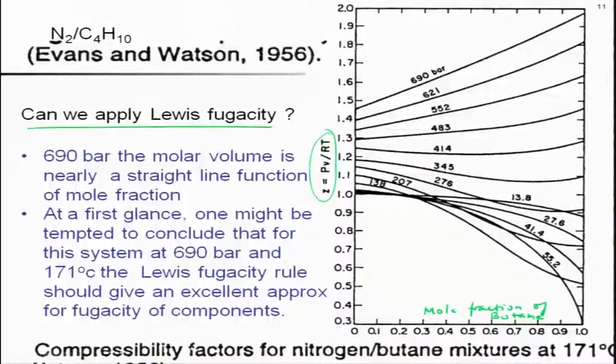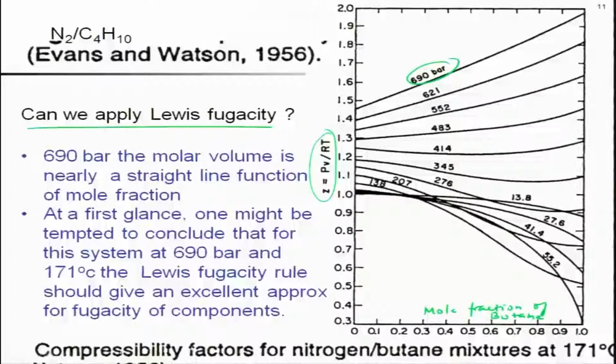So, looking at here, if you are looking at the high pressure, it is a linear region as a function of the mole fraction. So, you may be tempted to say, well, it is a straight line function of the mole fraction. At first glance, you might be tempted to conclude that for this system at 171 degrees, the Lewis fugacity rule should give an excellent approximation for the fugacity of the component. So, it looks very obvious that, well, this should be fine, why can I not simply apply that, because if I am interested in a pressure of, let us say, 690 bar, I should be able to apply it.